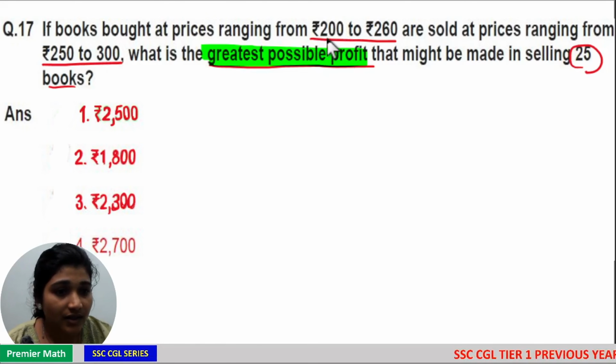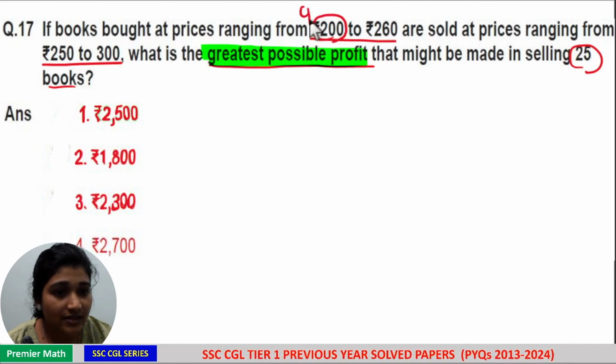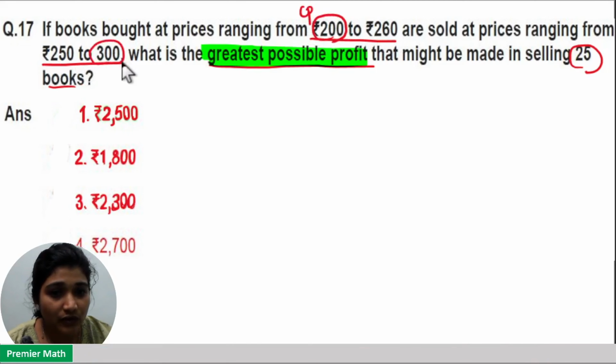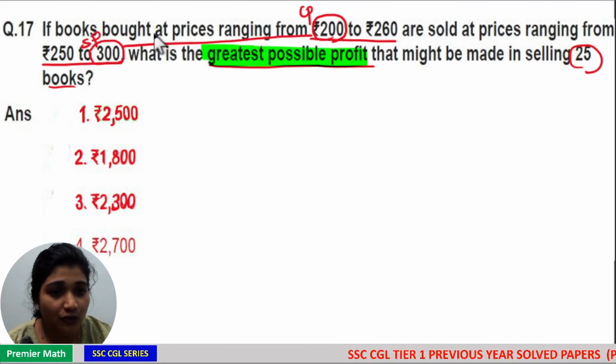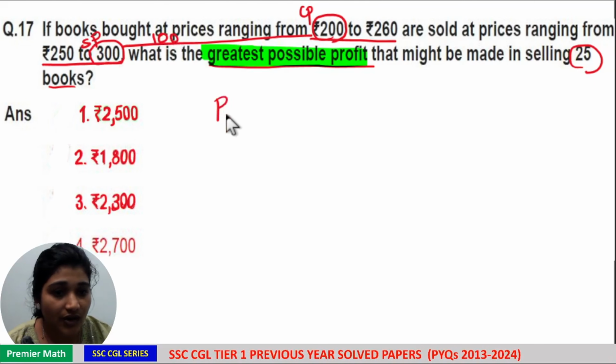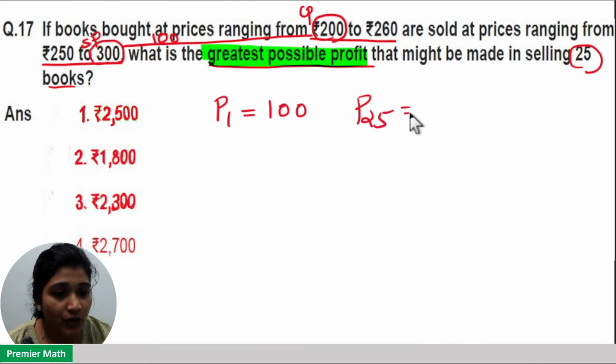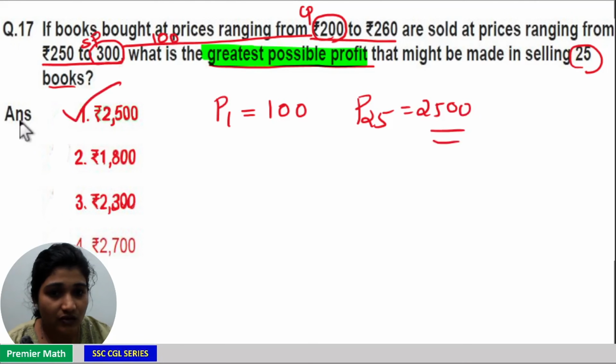Here CP ranges from 200 to 260. So take the least one. So CP is 200 and SP ranges from 250 to 300. Take the highest SP. So SP here is equal to 300. Now selling price of one book minus cost price of one book is the profit of one book, which is equal to 300 minus 200, 100 rupees. So profit for one book is 100 means profit for 25 books is 2500 rupees. Option 1 is your answer.